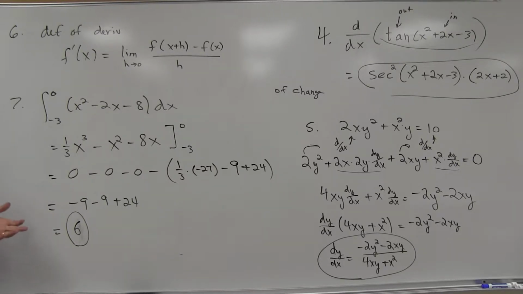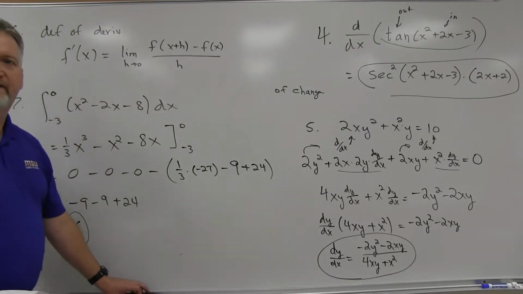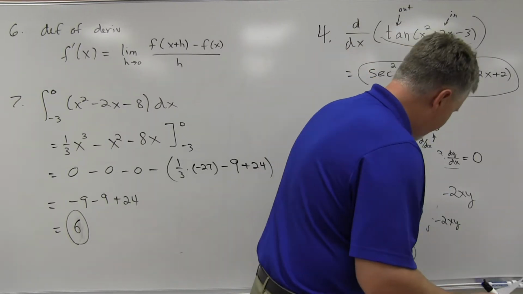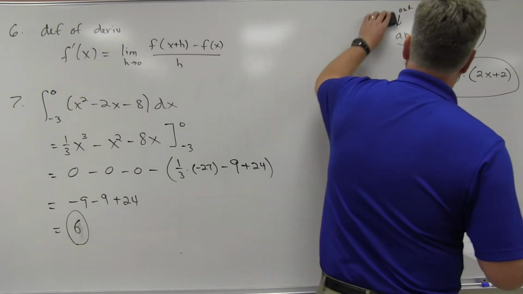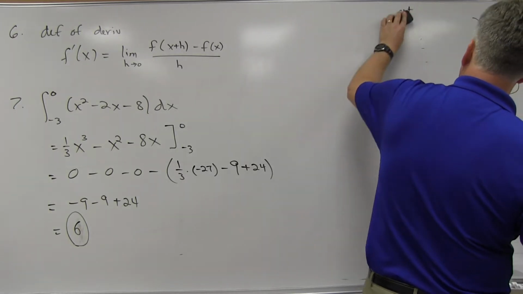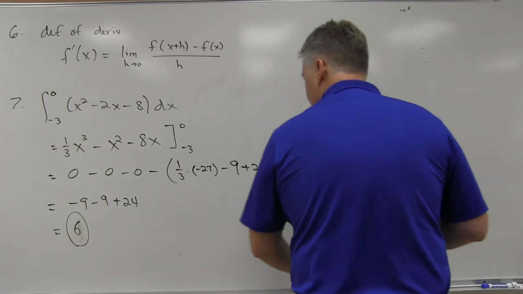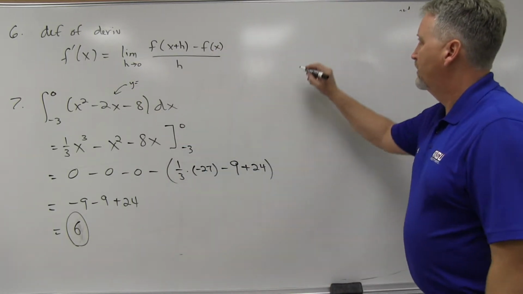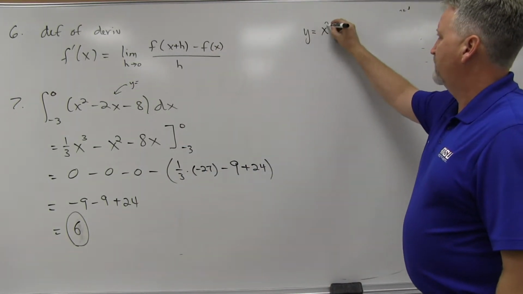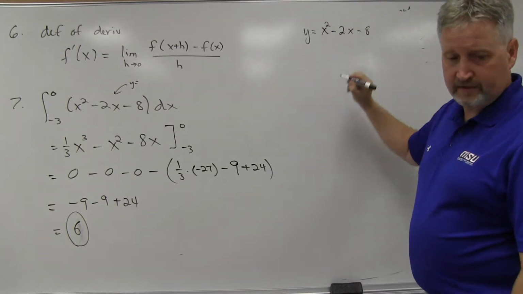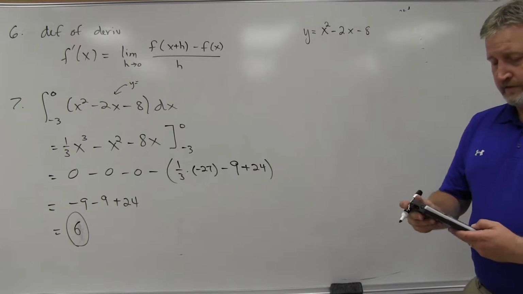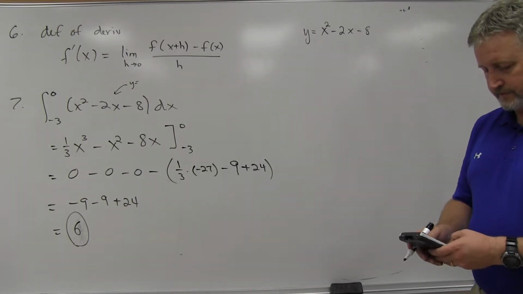What does the integral represent, graphically speaking? Area under the curve. Okay, that's our shorthand way of saying it. What curve? This is our curve right here, right? y equals that, the curve of the function. So if I graph y equals x squared minus 2x minus 8, I think I brought my calculator. I think I know what that looks like, but just to be sure.